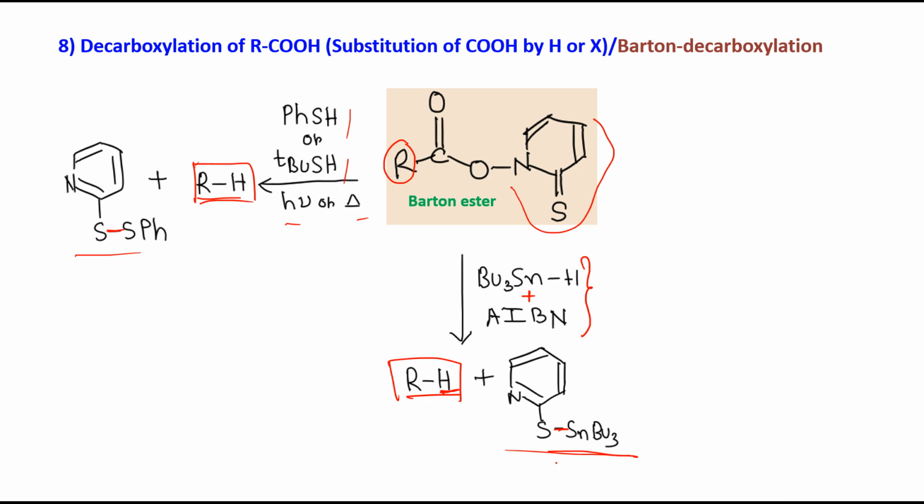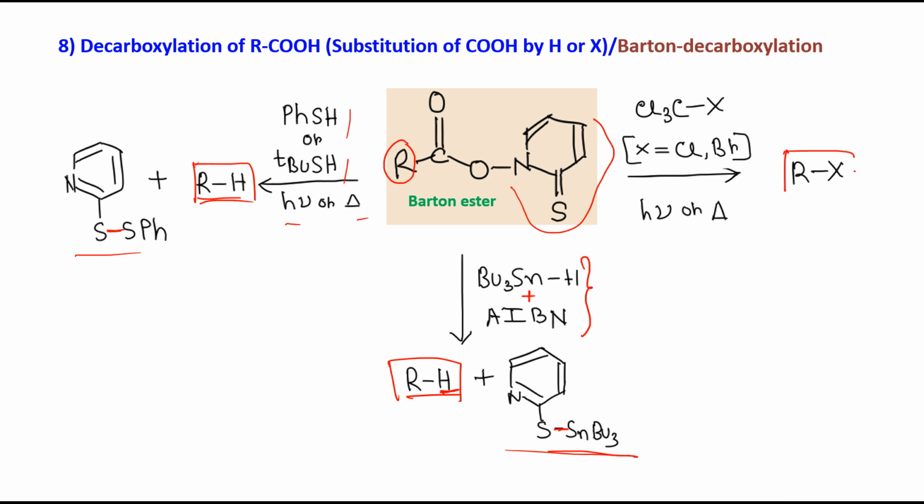There is a third way. Now we can make RX starting from RCO2H. So in this case we have taken this type of reagent Cl3CX, where X is Cl or Br, again hν or heat. So see here, two methods we are getting RH, and the right hand side method we are getting halogen RX. So what is the net reaction? Change of CO2H group either by H or X.